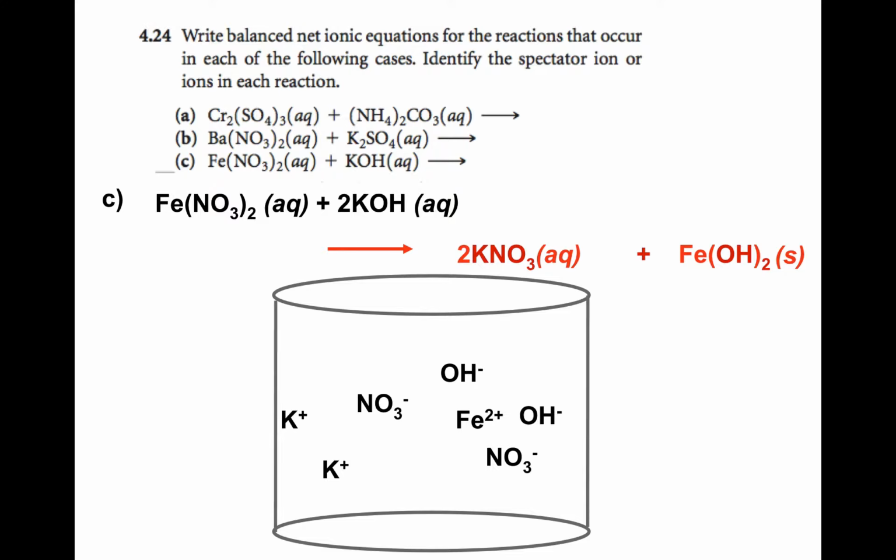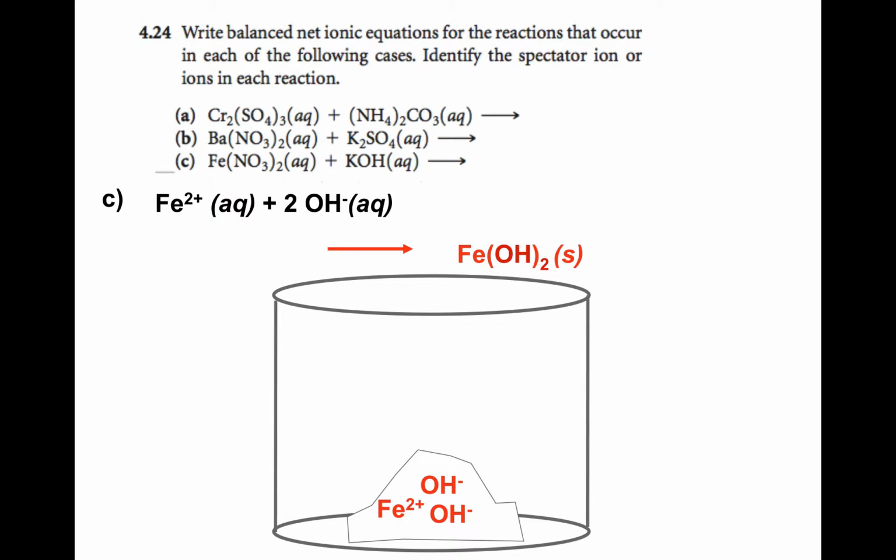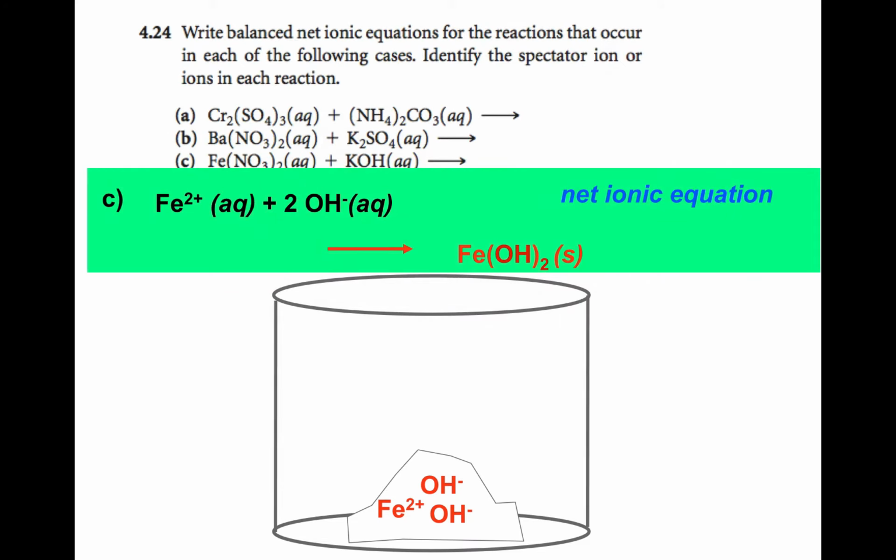So again, when the hydroxides find the iron 2, they drop out and form the solid, and the potassium ions and the nitrate ions go in the same way they come out. They're spectators. So we omit them from the net ionic equation, and we have 1 mole of iron 2 reacting with 2 moles of hydroxide to form 1 mole of iron 2 hydroxide solid. So that's precipitation chemistry. You look at the rules and you predict what the solid's going to be, and you omit the spectator ions.